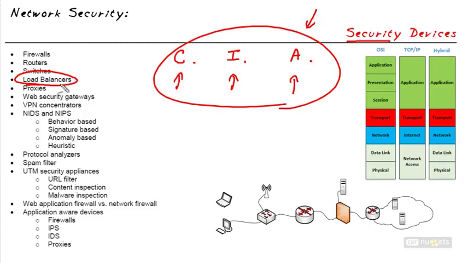So where the load balancer comes in is the availability. If we have some resource that people need access to, a load balancer can increase that availability, especially when there's large numbers of requests for a certain resource, like a website.